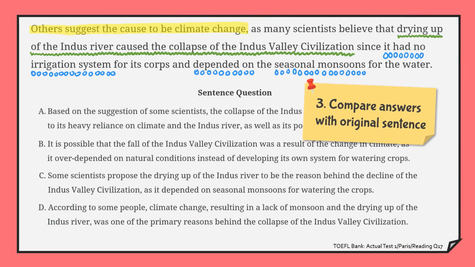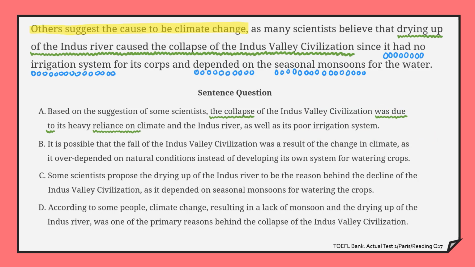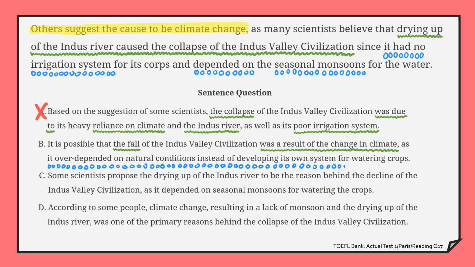Okay, let's do the last step. Check the answers and compare them with the original sentence. A. The collapse was due to heavy reliance on climate and the Indus River and poor irrigation system. It doesn't mention the main idea, the cause was climate change, so A is wrong. B. The fall was a result of change in climate. Okay, it mentions the climate change. The part after "as" is the reason. It over-depended on natural conditions instead of developing its own system for watering. It's exactly like the highlighted sentence, so B is correct.